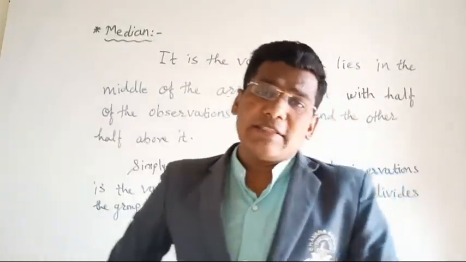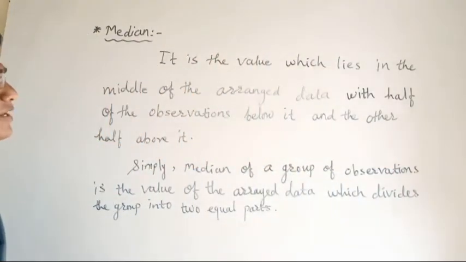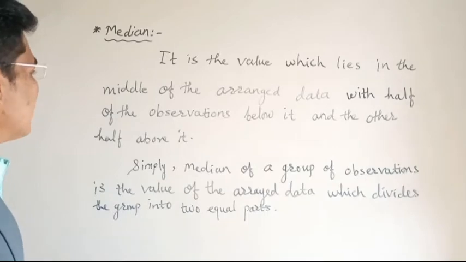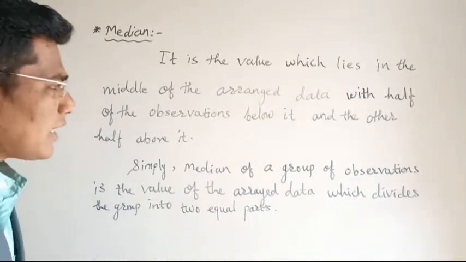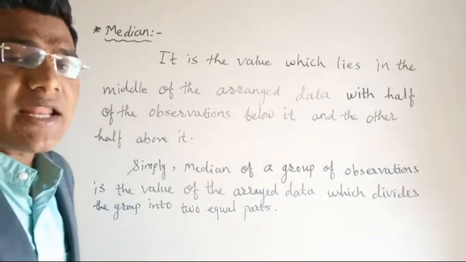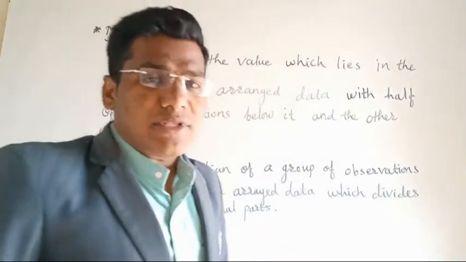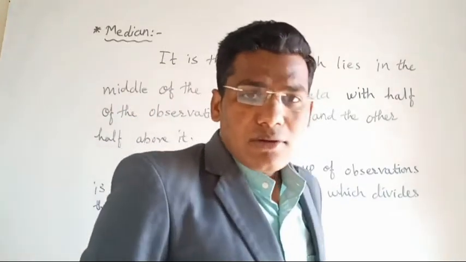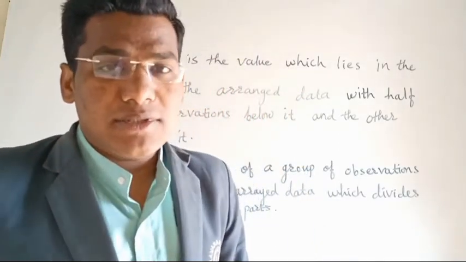So how is the median defined? The median is the value which lies in the middle of the arranged data, with half of the observations below it and the other half above it. It means that half of the observations will be below the number and half of the observations will be above the number.